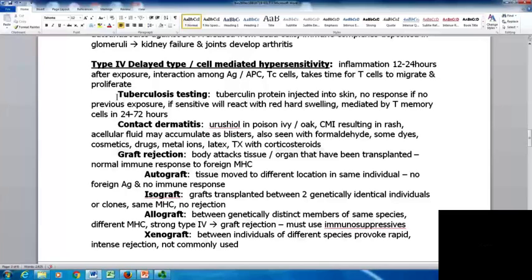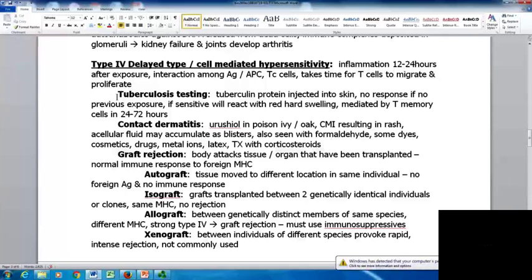The tuberculin protein is injected into the skin. There's no response if there's no previous exposure. If there is previous exposure, the person will be sensitive and react with a red hard swelling. This is mediated by T memory cells in 24 to 72 hours.